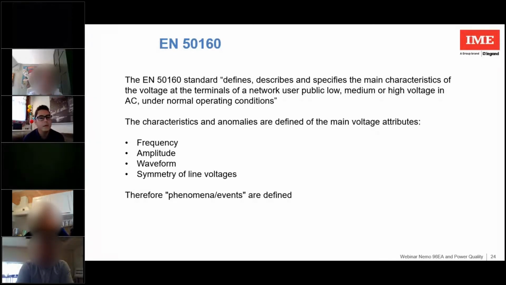The EN 50160 was recently introduced, which defines the main characteristics of the voltage at the terminal of the network used by the public, low, medium, or high voltage in alternating current under normal operating conditions. These characteristics are defined in frequency, amplitude, waveform, and symmetry of line voltages. Therefore, phenomena or events are defined.